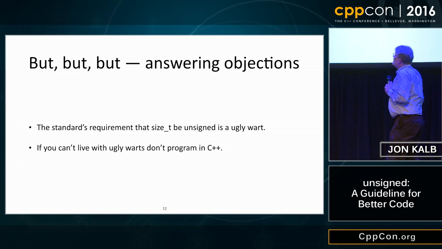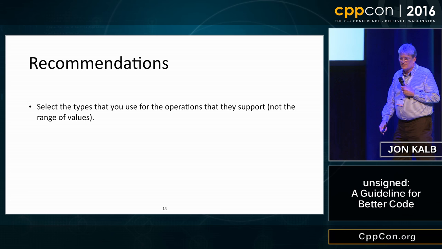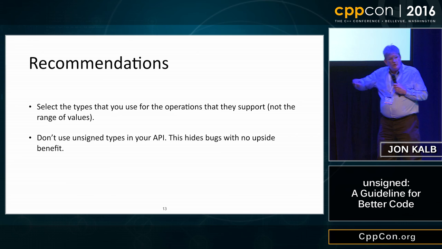So here are my recommendations. Select the types for the operations they support, not the range of values. Don't use unsigned types in your API. This hides bugs. And don't use unsigned for quantities. Thank you very much.